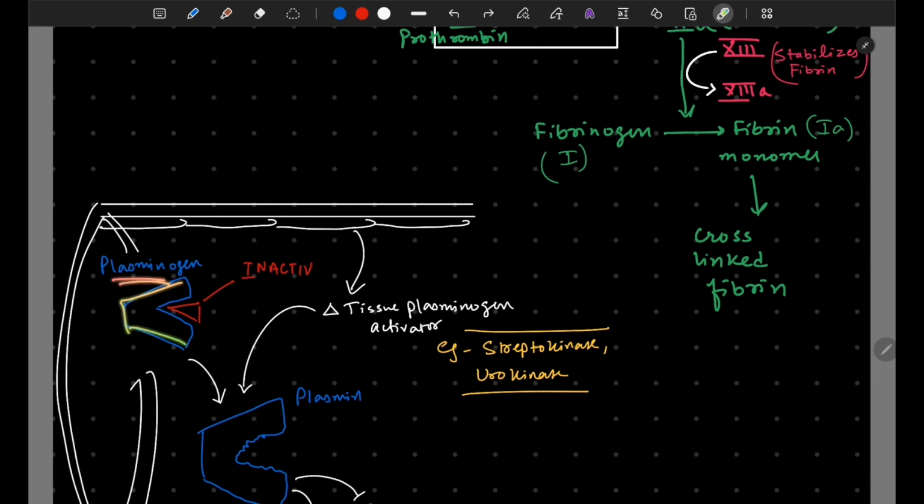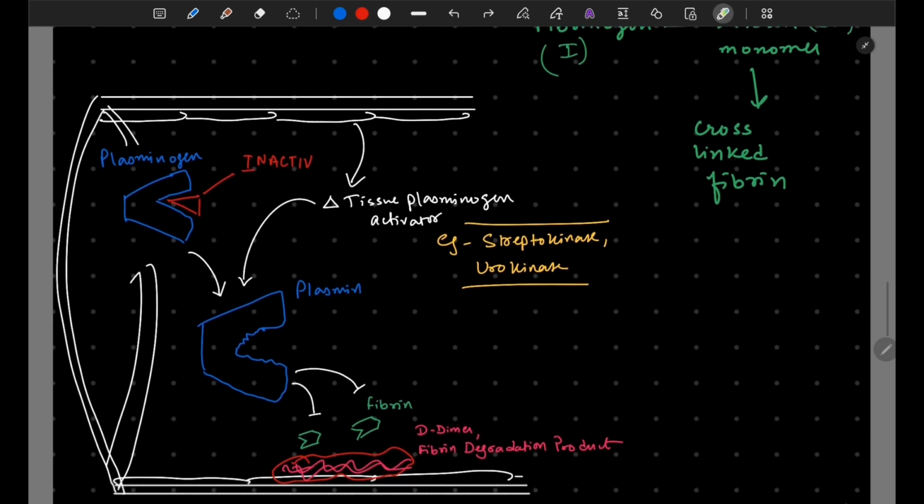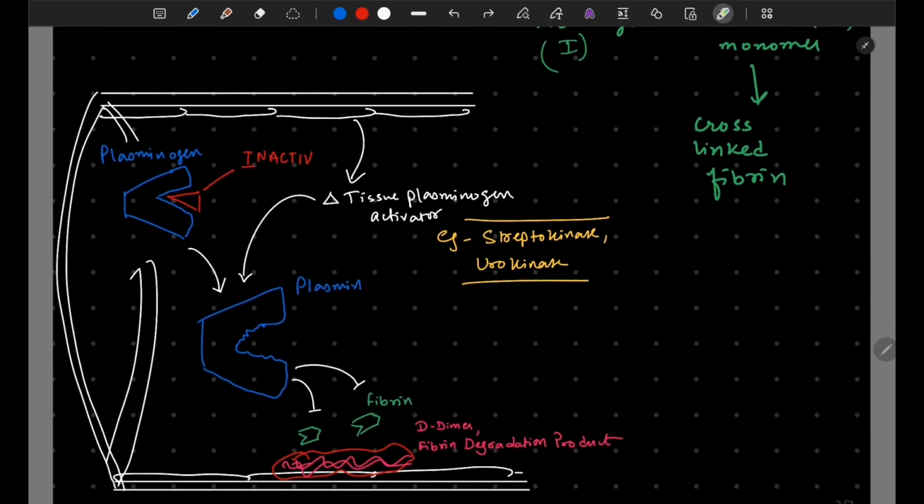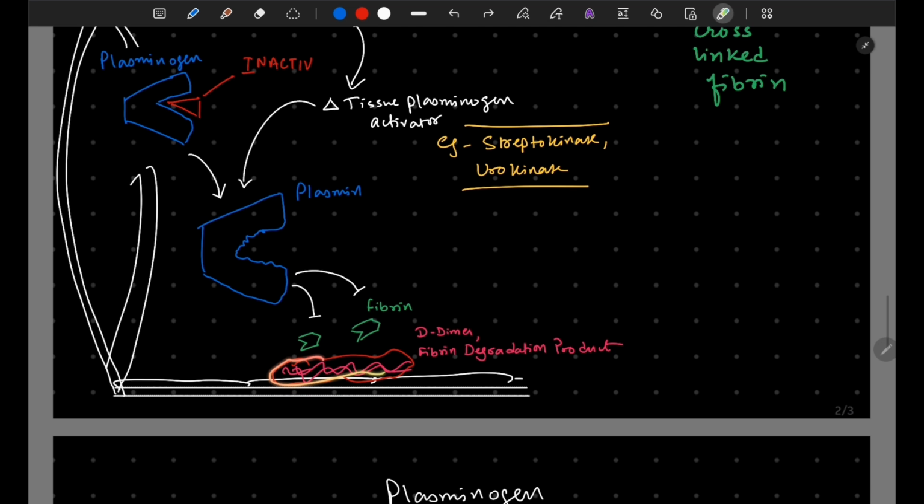The plasminogen is a molecule inside the vessels which remains inactive in its normal form. When there is demand for degradation of the clot, the endothelium releases tissue plasminogen activator. This tissue plasminogen activator removes the inactive portion from the plasminogen, activating the plasmin. This plasmin causes degradation of our fibrin products, and these fibrin products get removed from the clot, leading to release of D-dimer and fibrin degradation products.